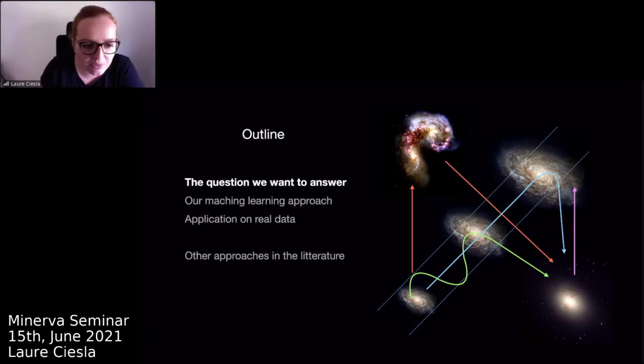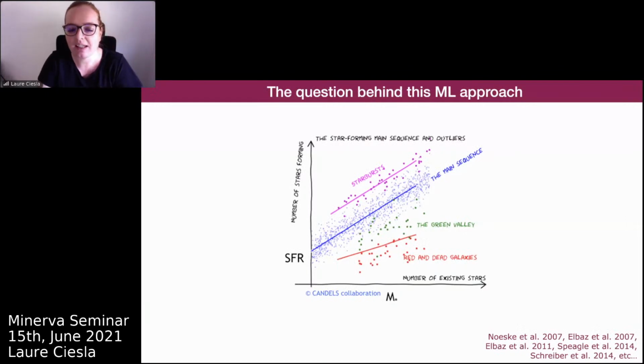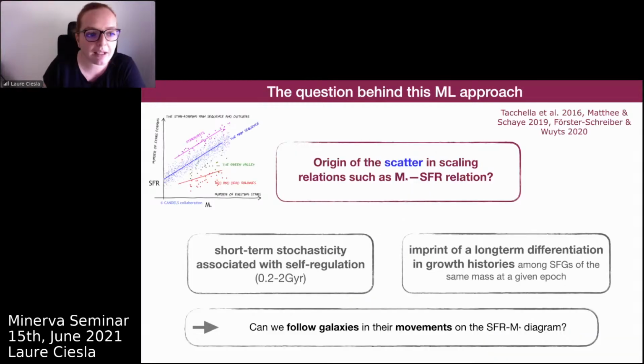So first, what is the question I want to answer? In extragalactic astrophysics, it's now admitted that there is a quite tight relation between the star formation rate of the galaxy and the stellar mass of the galaxies. This relation is called the main sequence. This is what you can see in blue. And around the main sequence, you have a relatively constant scatter over the cosmic time and the stellar mass. So what is the origin of this scatter and how can we explain it?